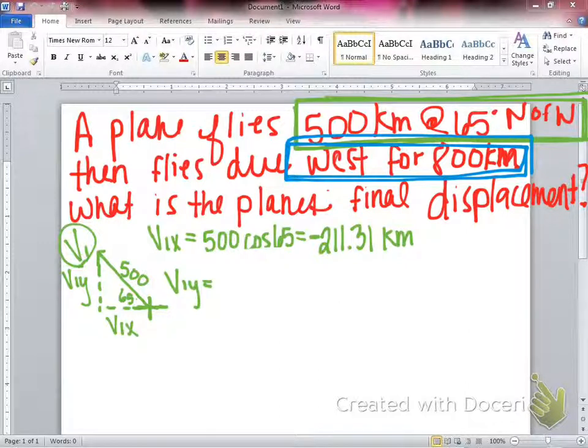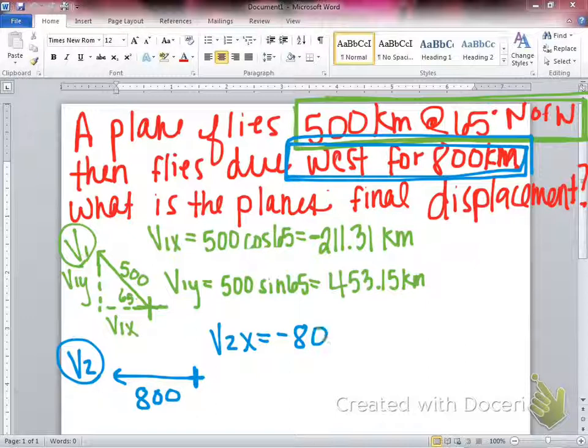So V sub 1y, I'm going to take my hypotenuse times sine of 65. And I got 453.15 kilometers. Do we need a positive or a negative for that one? Positive, because it's going north. It's going in the upward direction. Negative 800. Why is it negative? It's going west, right? Does V sub 2 have any y component? No. So V sub 2y is equal to 0.